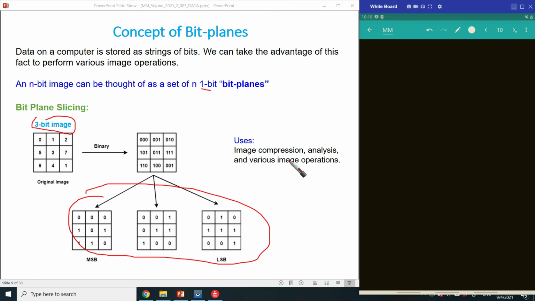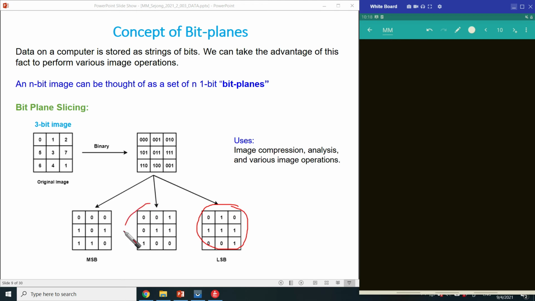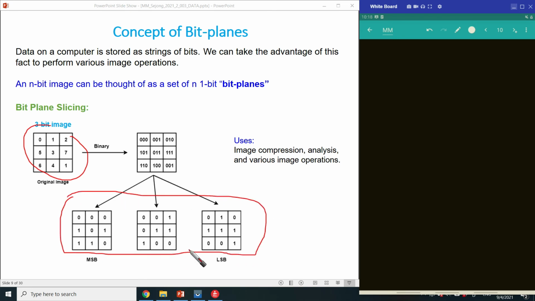1-bit images. How is that? So see now this image. This only contains either 0 or 1, right? So that means this is basically a binary image. And this is also a binary image, because this only contains 0 or 1. This is also a binary image. So ultimately, it was a 3-bit gray level image, but now we have converted it to 3 different binary images.